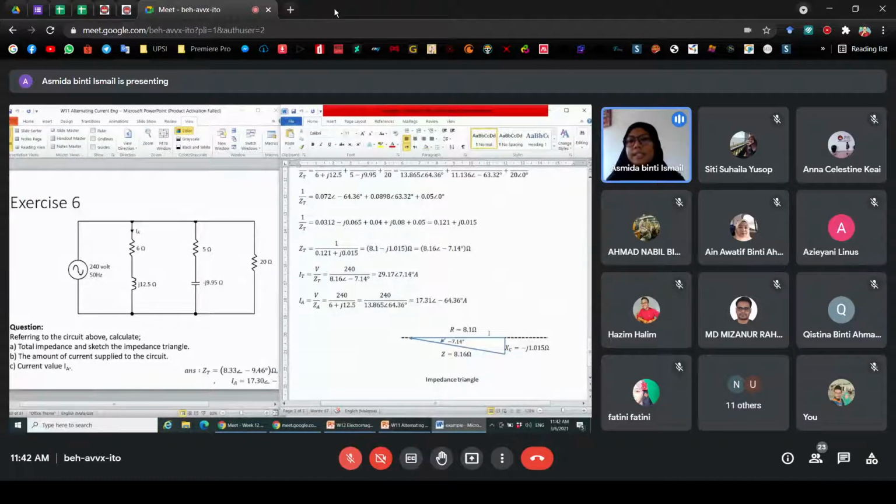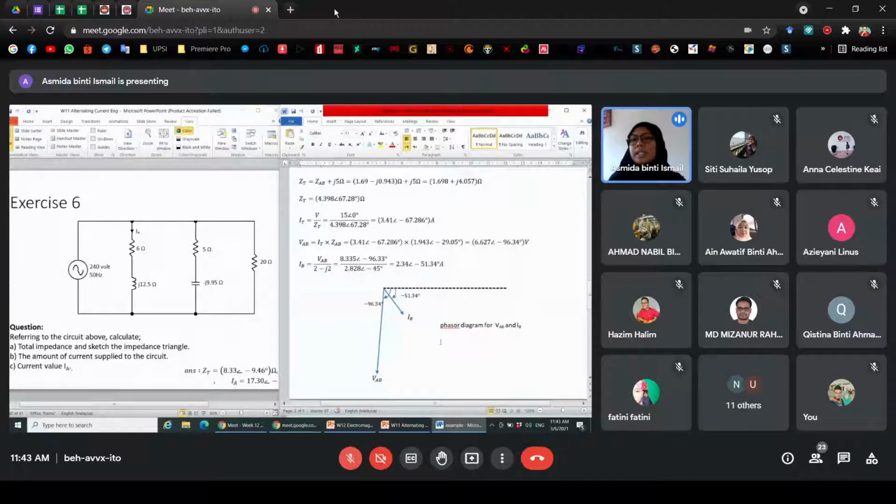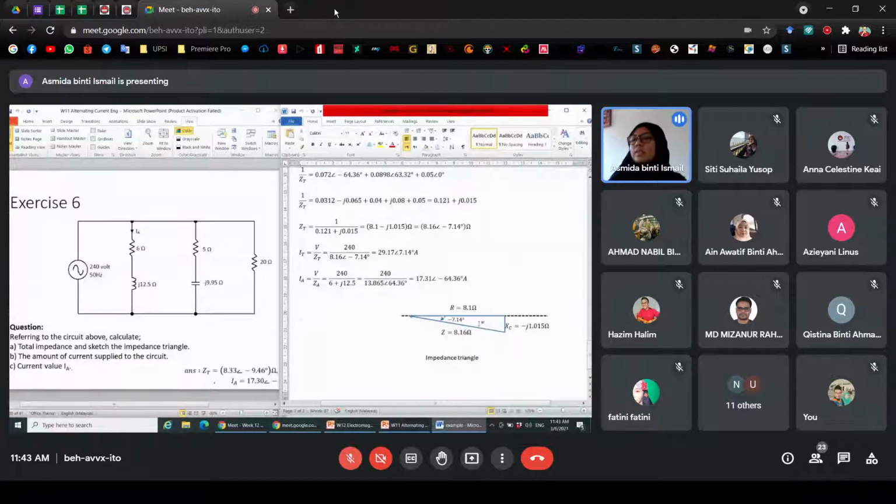Okay, so this is the impedance triangle. The word triangle shows that you need to present your answer in the form of a triangle like this. This is Z 8.16, which means the value here is 8.16 and the angle here is minus 7.14. This is the impedance triangle. Don't get confused with the phasor diagram. The phasor diagram looks like this, and the impedance triangle looks like this. The impedance triangle is usually drawn from the impedance value. You need to refer to the impedance value.